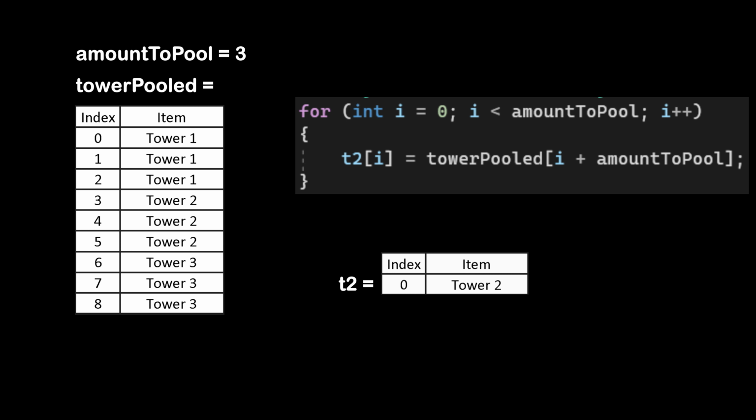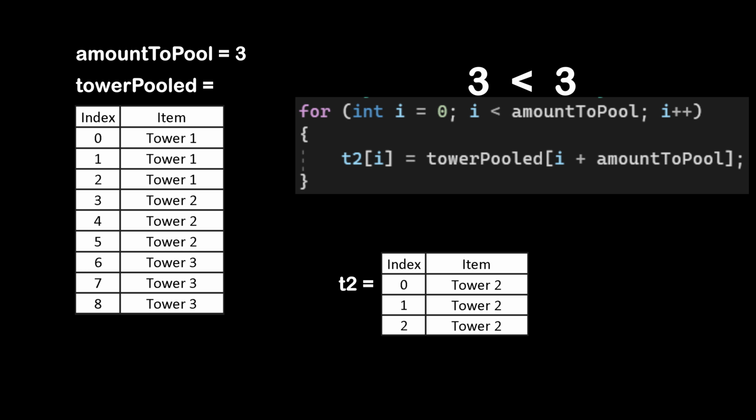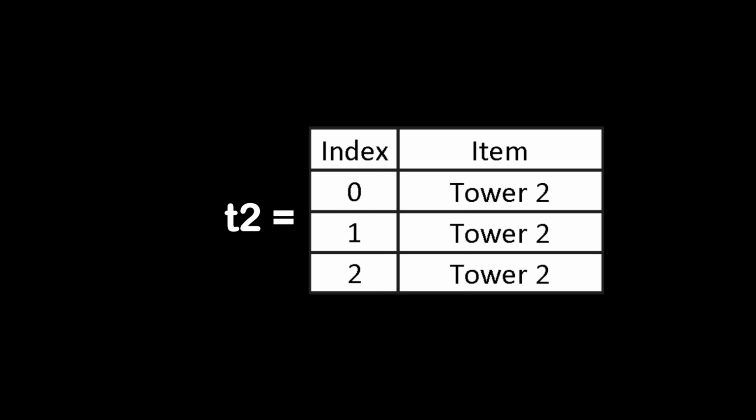Then the second loop is the same. The i variable will increment. 1 is less than 3, then the loop continues. And for the index 1 of T2, it should be equal to tower pooled index 4, because the value of i is 1, so 1 plus 3 is 4. We are adding tower pooled index 4 to T2 index 1. Then for the third loop, it will be the same. Index 5 of tower pooled will go to index 2 of T2. For the fourth loop, i is now equal to 3, and 3 is not less than 3, so the loop will stop from here, and now this is our final array value for T2.